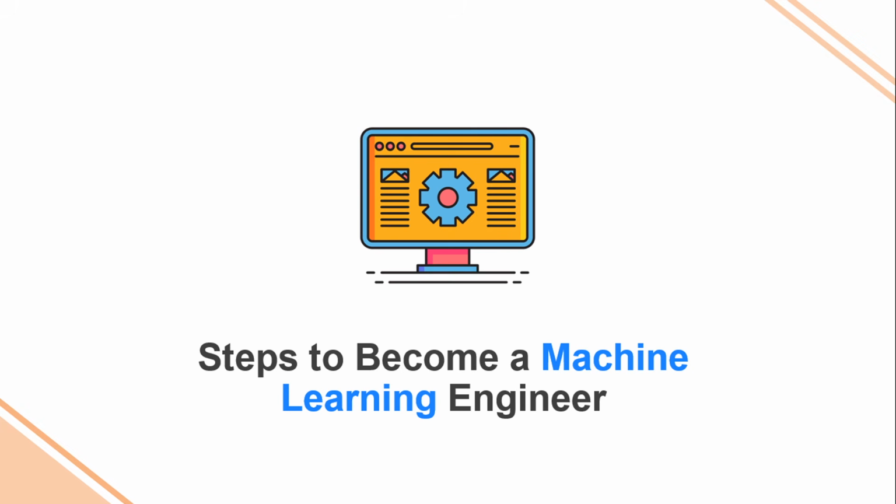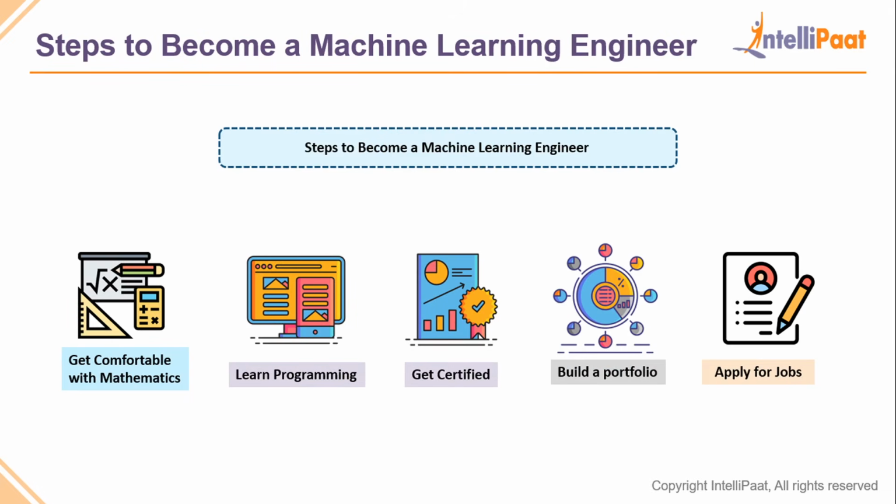Now let's take a look at the steps that you need to take to become a machine learning engineer. The first thing that you need to do is get comfortable with mathematics. Now mathematics is quite a scary thing, and don't worry, if you don't know any mathematics, you need to wait till the end of this presentation and I'll guide you to the resources that you could use to get comfortable with mathematics and proceed to other steps in machine learning. Then you need to learn programming. You also need to get certified. Then you have to build a portfolio, and then you can start applying for jobs.